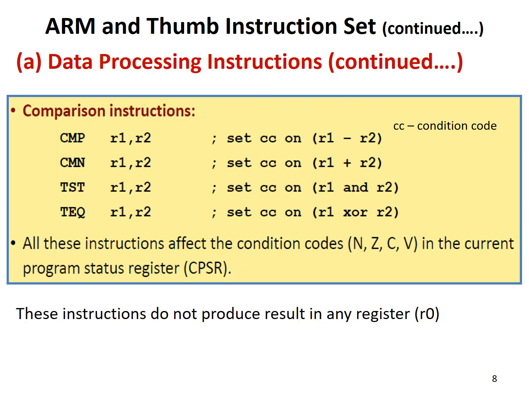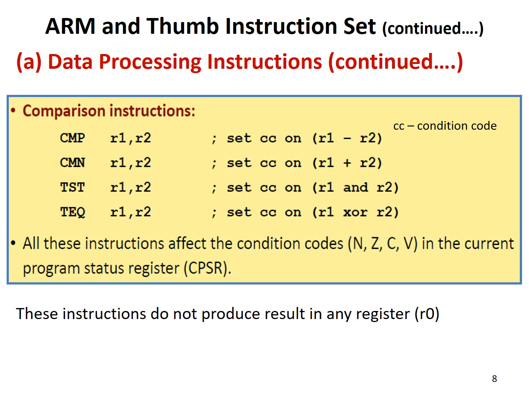The next one is the comparison instruction. In this instruction, no register value or memory value is affected. Only the current program status register's condition codes, that is the negative flag, zero flag, carry flag and overflow flag, are affected. Here the source register is compared with the other register. For comparing R1, R2, it will perform the subtraction R1 minus R2. Depending on the result, it will affect the condition codes.